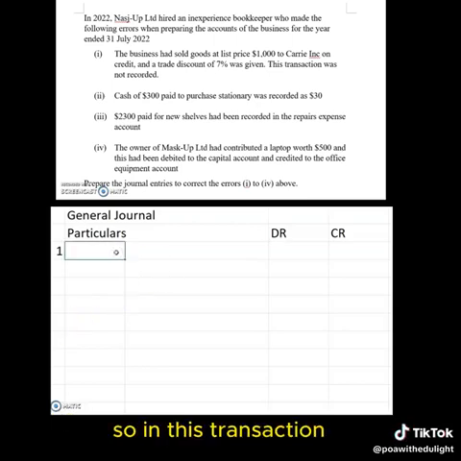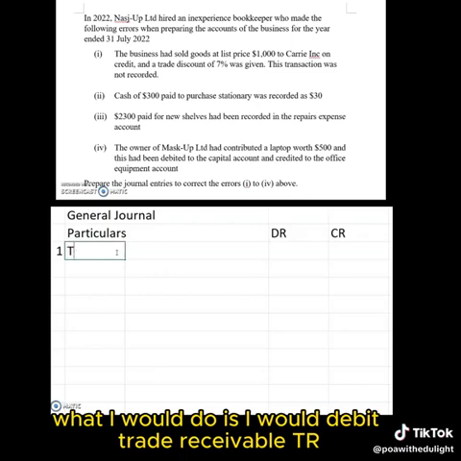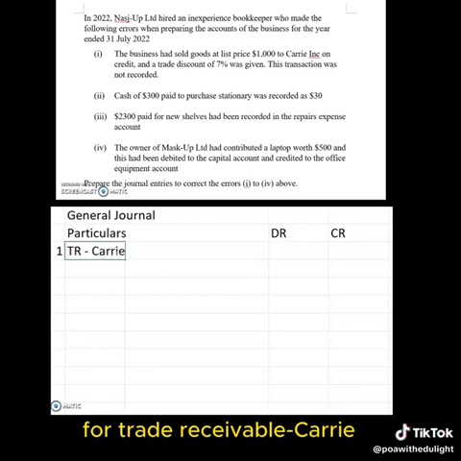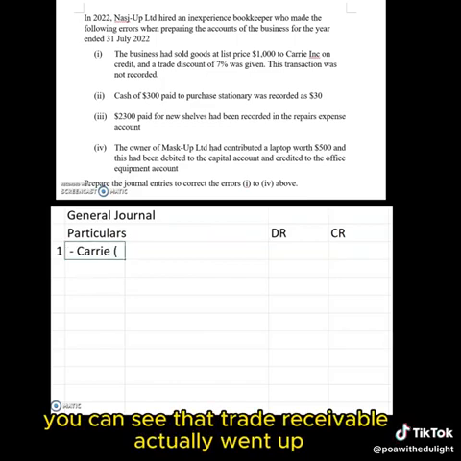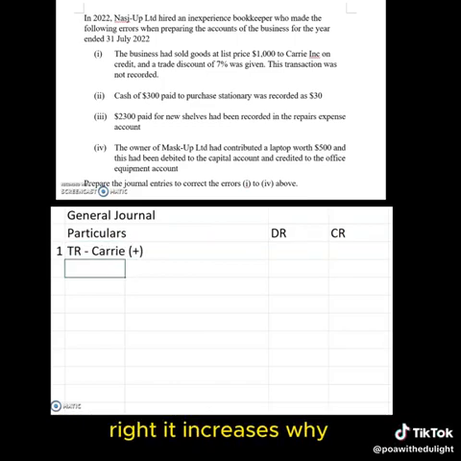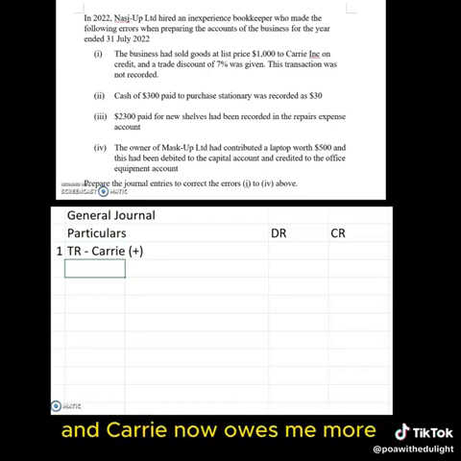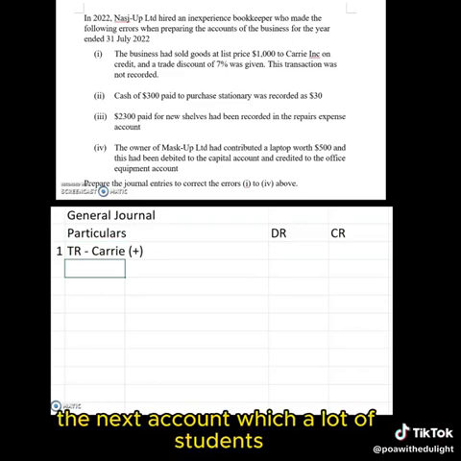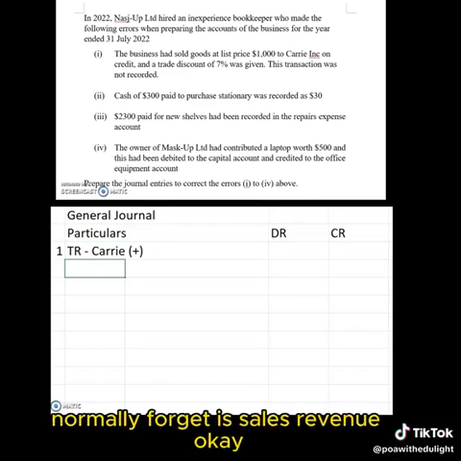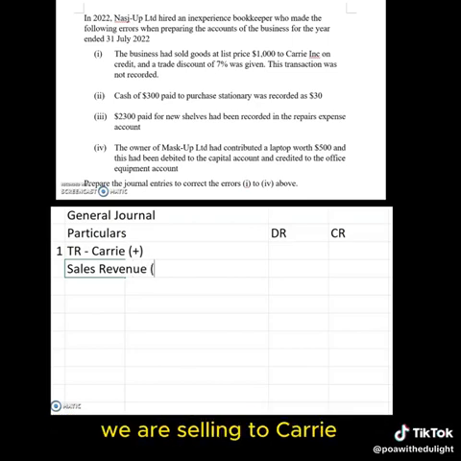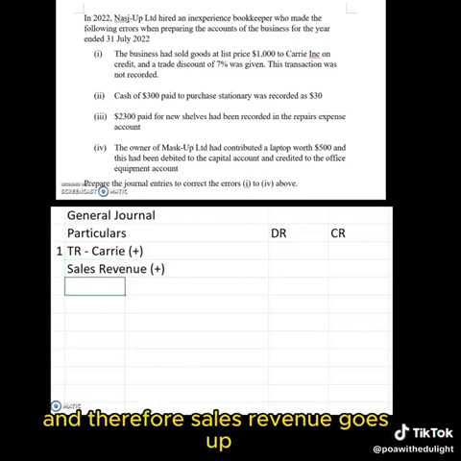So in this transaction, I will debit trade receivable, TR Carrie. You can see that trade receivable went up, it increases. That makes sense, because I sold more to Carrie and Carrie now owes me more. The next account, which a lot of students normally forget, is sales revenue. We are selling to Carrie and therefore sales revenue goes up.